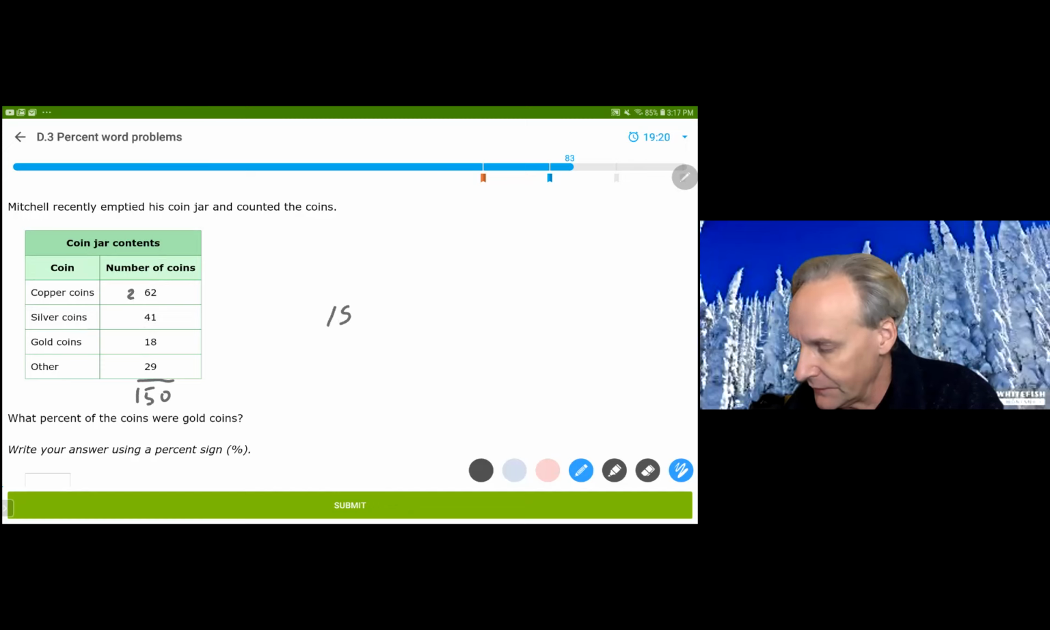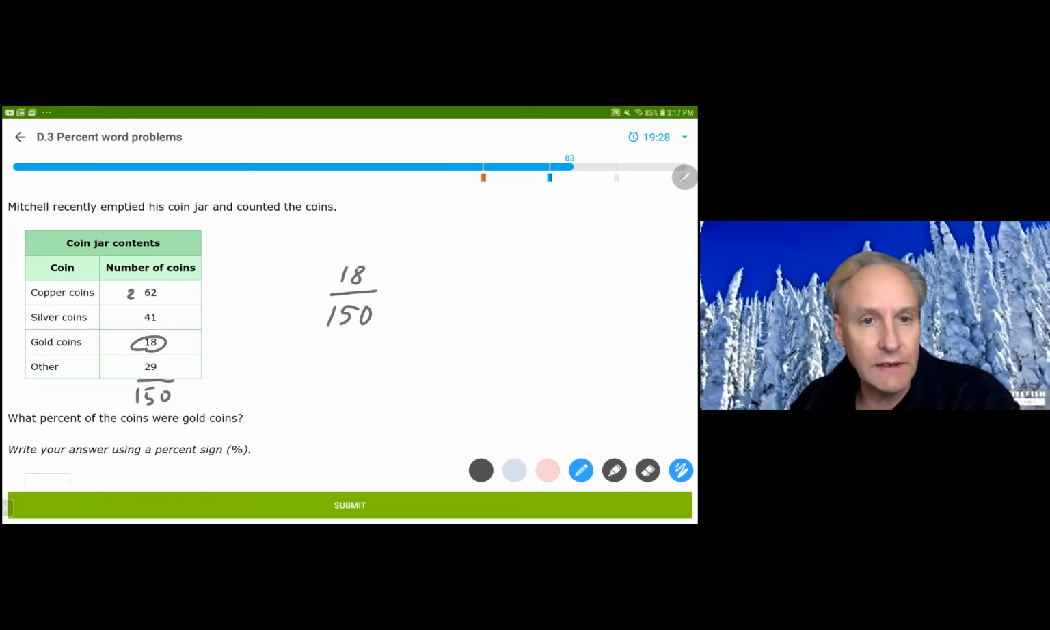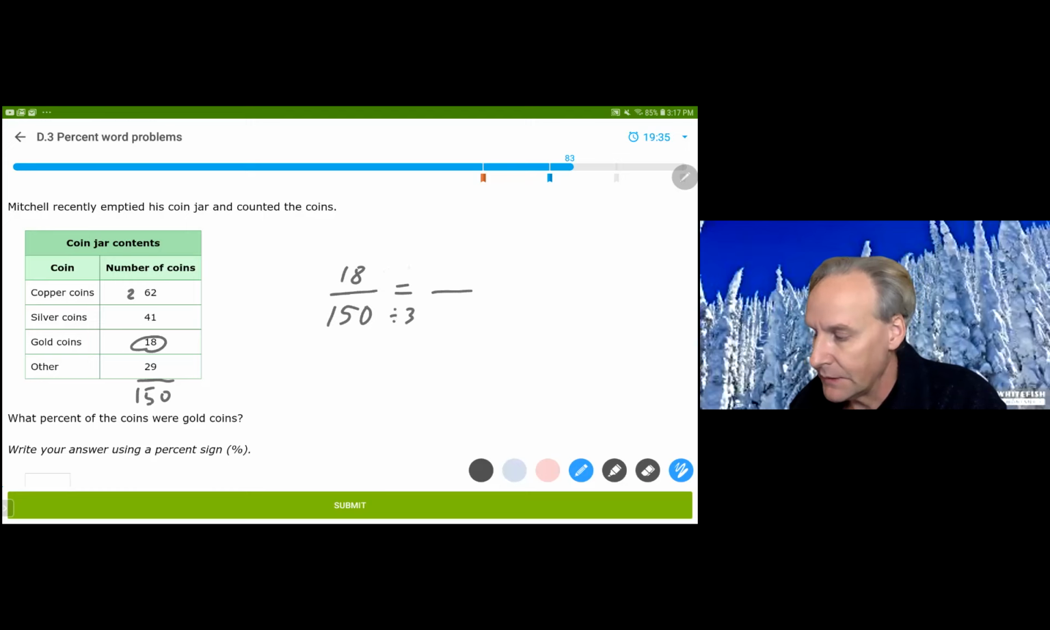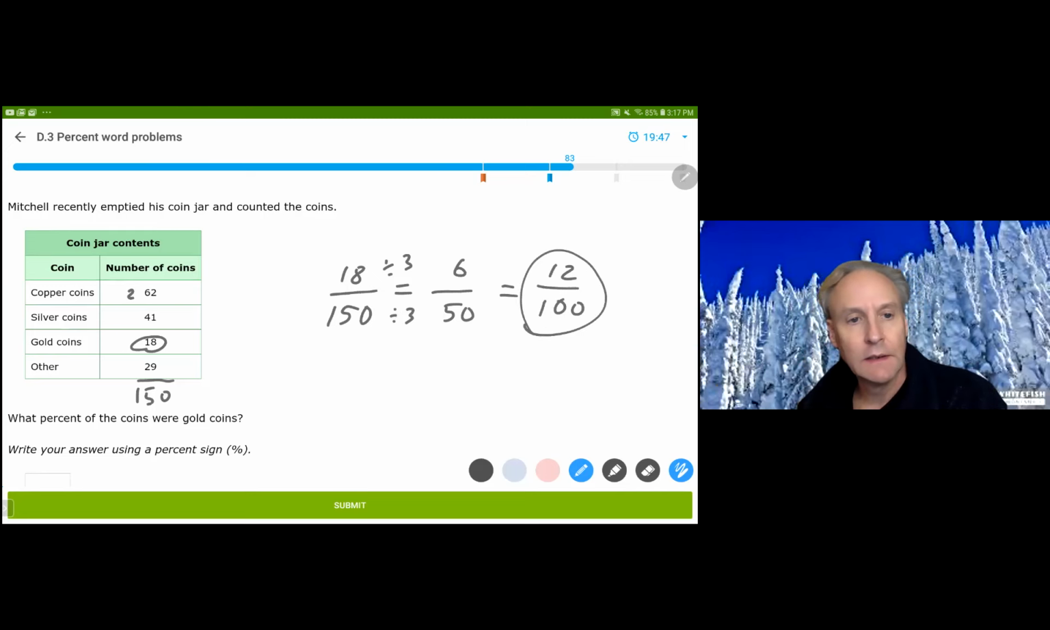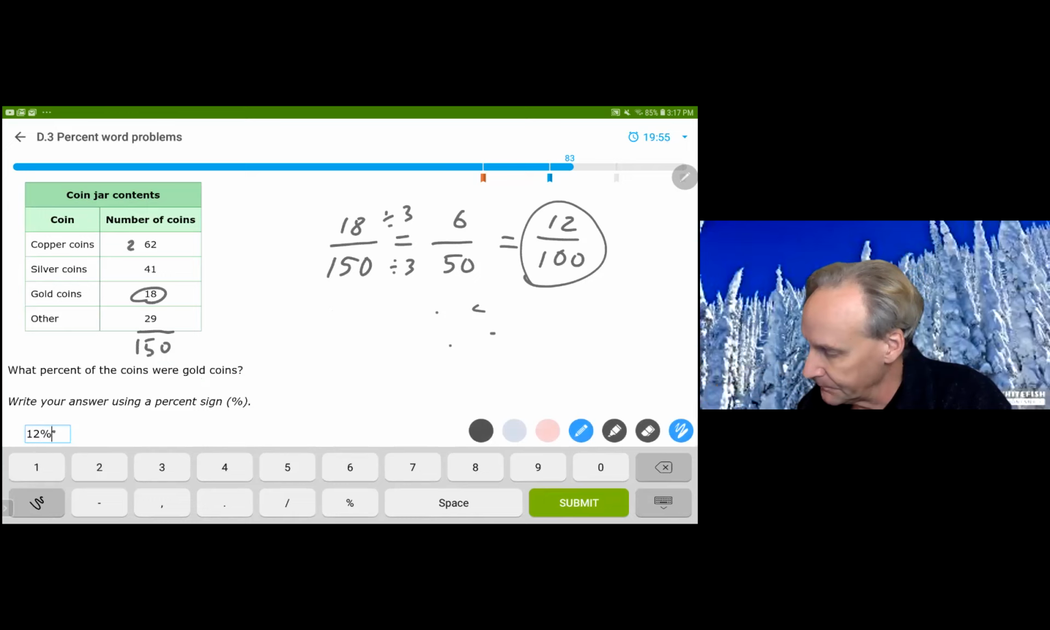Anyway, we're out of 150, and we want to know what percentage were gold, which is 18. And 18 out of 150, I'm going to go ahead and divide by 3, and turn it into 50ths. So I'm dividing by 3. Now I didn't have to do this. I could have done it more directly, but I think that this is easier. 6 out of 50 is 12%, isn't it? I want to keep in mind playing with the numbers, because the more you see them, the more you start understanding them. That's 12%.